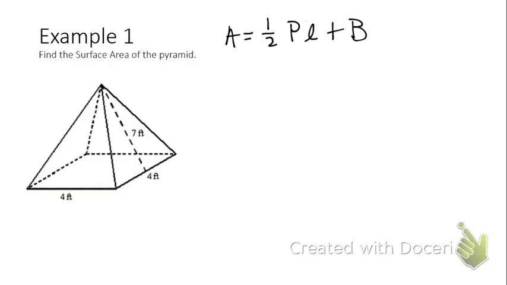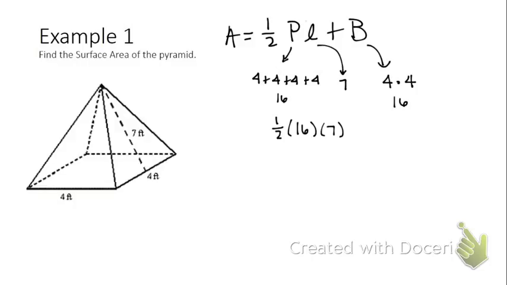Okay, so let's figure this out. Our perimeter is going to be 4 plus 4 plus 4 plus 4, right? Which is just 16. Our slant height is what? 7. And our base area is a square again, so we just do 4 times 4, which is still 16. So we have 1/2 of 16 times 7 plus 16 to get our surface area.